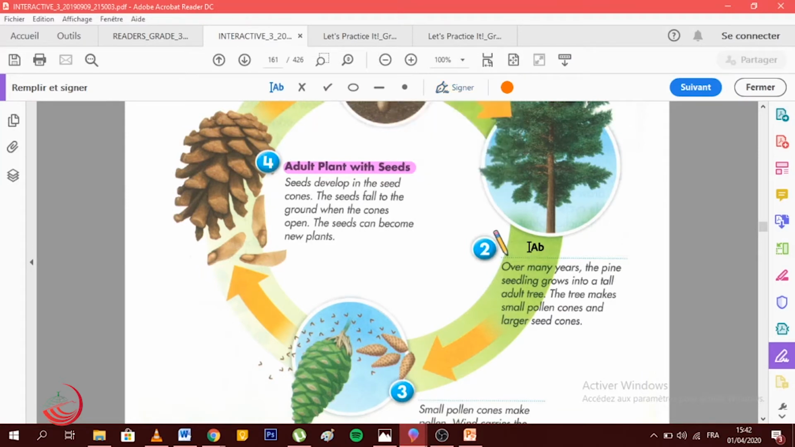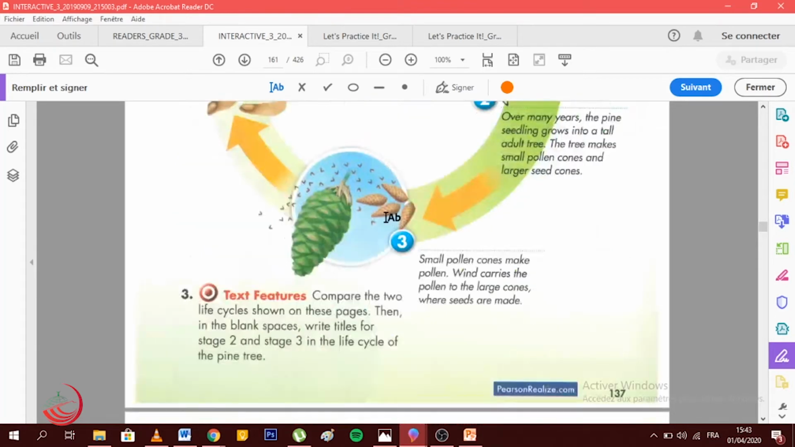Yes, okay, so this is the growth stage, because the tiny plant is growing into a plant or a tree over the years. And then number 3 is exchange of pollen. So it is very good.